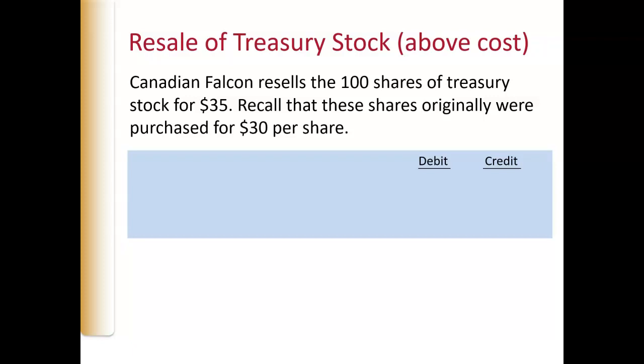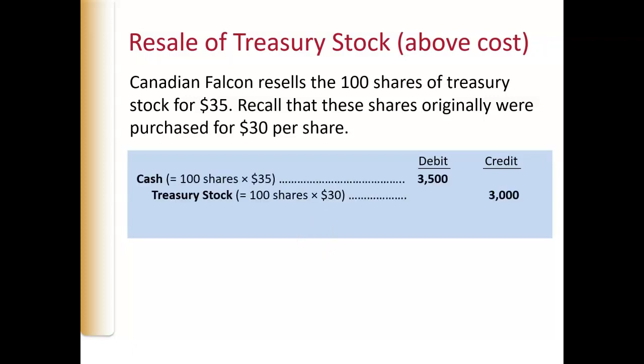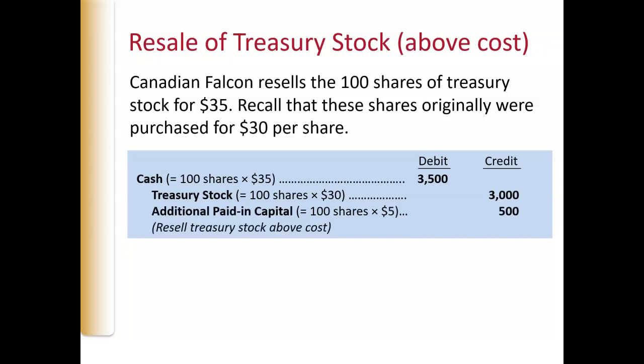Here's the catch, though, guys. Remember we purchased it for $30? Canadian resells the 100 shares of treasury stock for $35. Remember, you've got to remember what they were purchased for. If we do that, we're going to debit our cash for the whole amount. We're going to credit the treasury stock for what we had purchased it for. And the rest goes into additional paid-in capital. Okay?